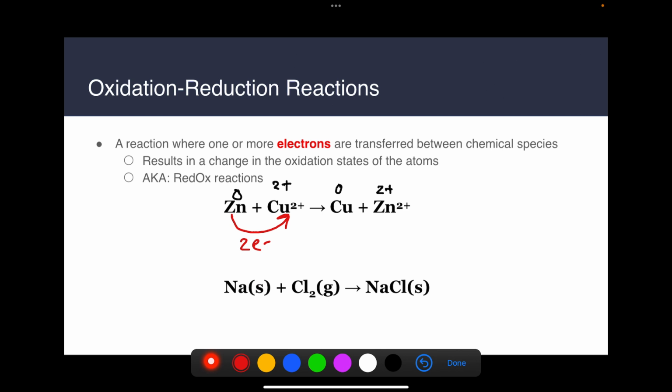Here's another example to consider. In this case, sodium and chloride both start as neutral elements. However, as you know, in the NaCl compound, sodium has a +1 charge and chloride has a 1- charge. That means that an electron was transferred from sodium to chloride to give us Na+ and Cl-.